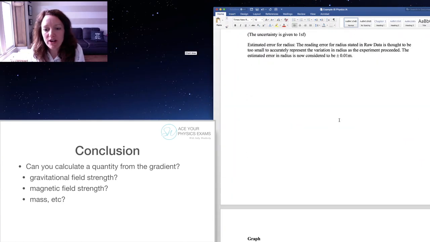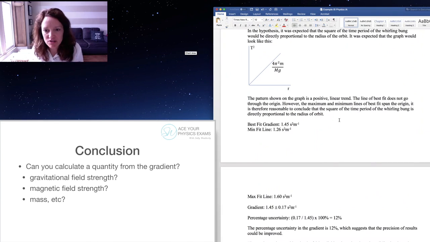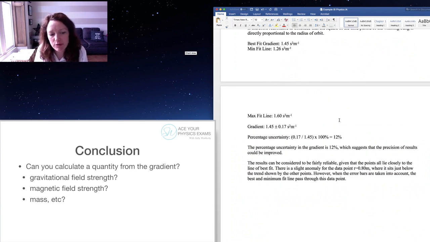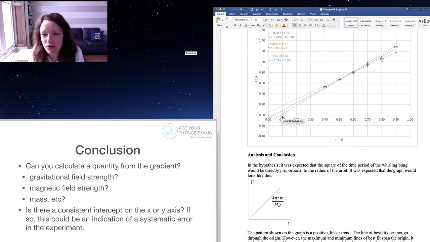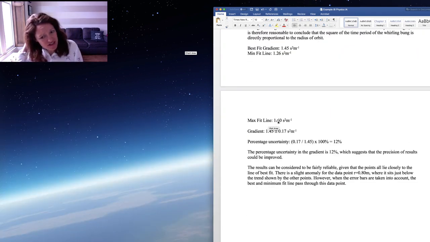Okay, so we've taken the graph, we've said what our hypothesis would be, we've commented on the trend, we've given an uncertainty in the gradient, we've talked about how that's the precision of the results, and we've talked about how reliable the results are. If this line had consistently gone through the x-axis when it should have gone through 0, or if it had consistently intercepted on the y-axis when it should have gone through 0, we could have considered some form of systematic error. But in this case, I'm not sure it really applies. So I think my conclusion is generally finished.